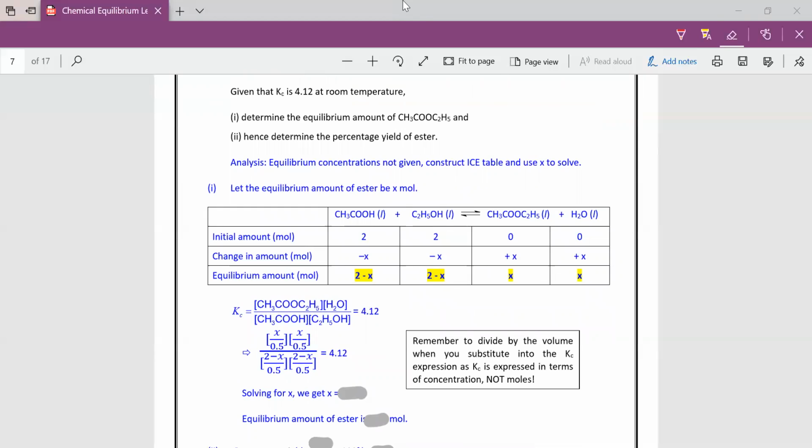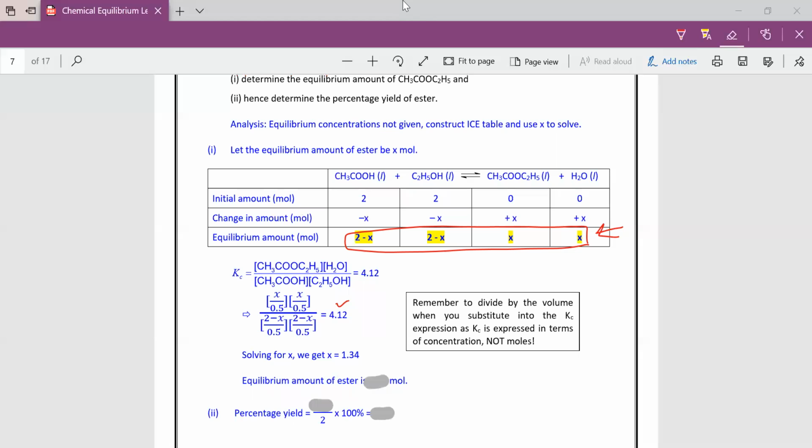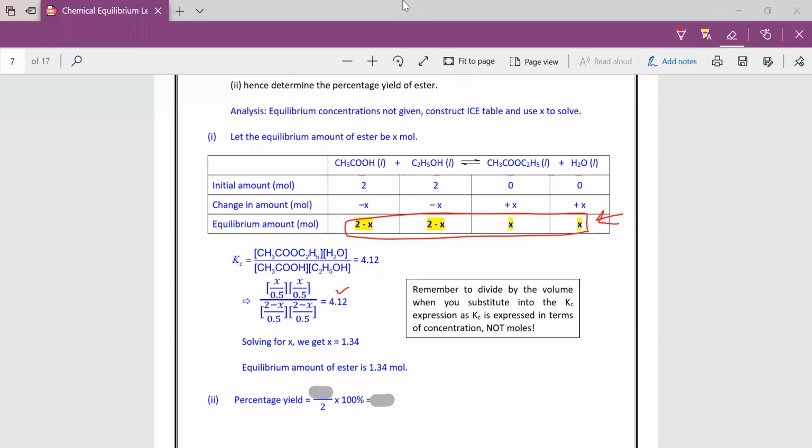We'll plug all this in, this whole row, and once again we're going to solve for x because now we've got the Kc. So we realize that our x is 1.34. To get the equilibrium amount of the ester, it is actually just x. Then what's the percentage yield? By right, we're supposed to get 2. So if we got 1.34, our percentage yield is only 67.